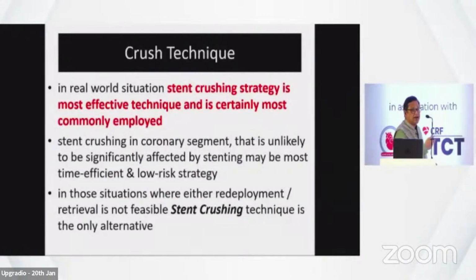Then I think the second important technique, which is actually the most commonly used technique, is the stent crushing strategy. And this is the most commonly employed strategy. The simple thing is that once the stent gets embolized, you put another wire by the side of the stent, you balloon it, and then you put another stent from the side of the embolized stent and crush it to the side of the vessel.